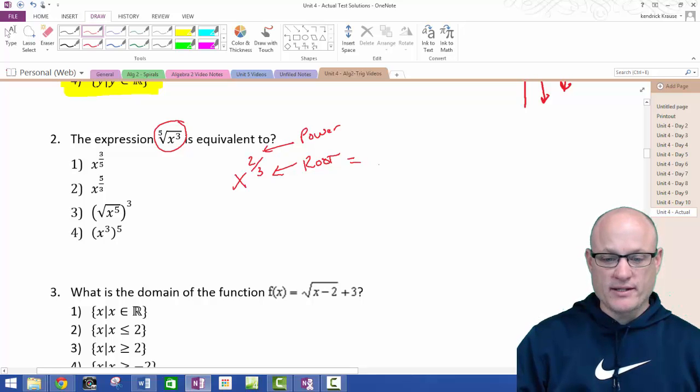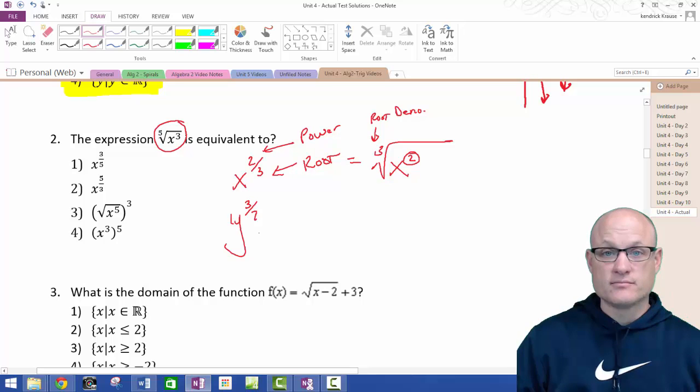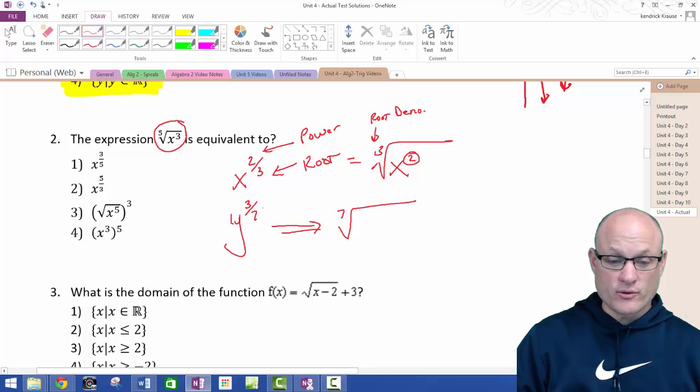So another way to rewrite this one would be the root of x squared, because this is the power, and the root goes out front. This is the root. And the roots go in the denominator. So if I give you y to the 3/7, and I told you to rewrite that, well, out front goes the root. Roots are in the denominator. And inside goes the exponent, y cubed.